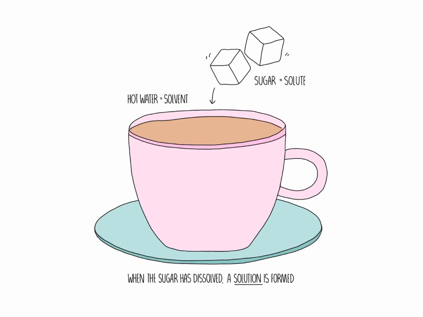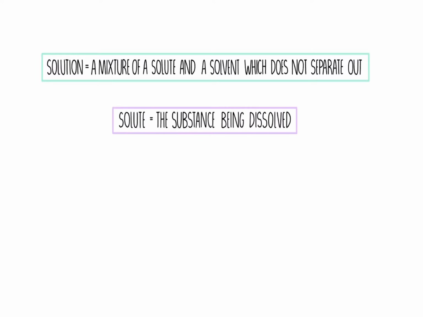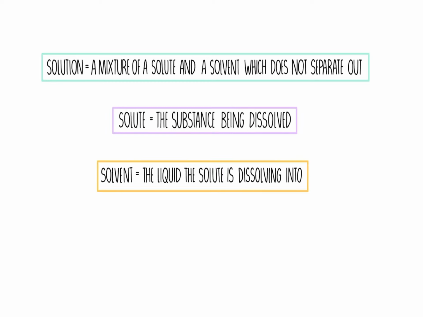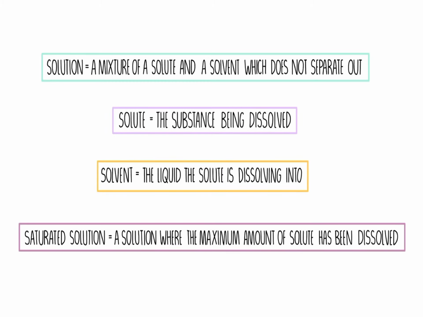In the exam, you need to be able to define these key words. So a solution is a mixture of a solute and a solvent which does not separate out. A solute is the substance that's being dissolved, whereas the solvent is the liquid that it's dissolving into, and a saturated solution is a solution where the maximum amount of solute has been dissolved, so no more solute will dissolve in the solution.